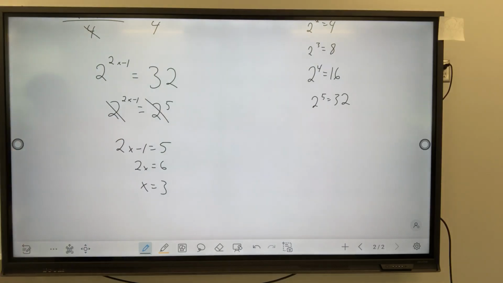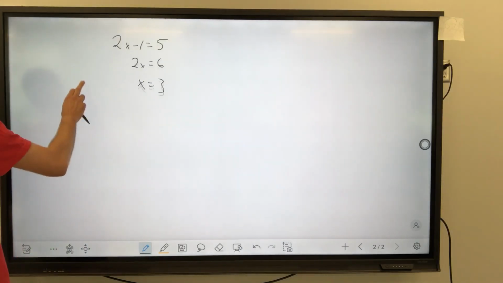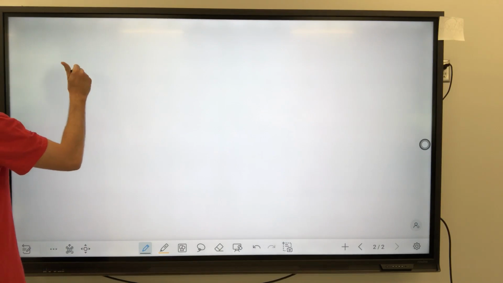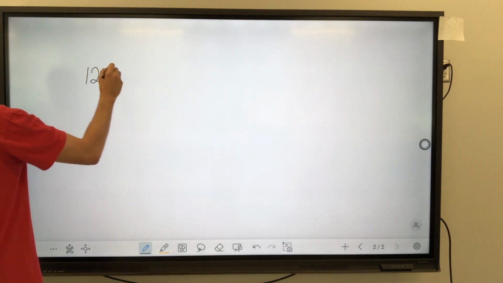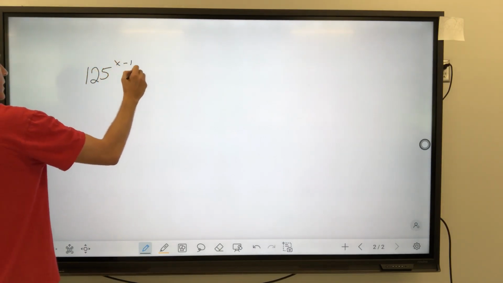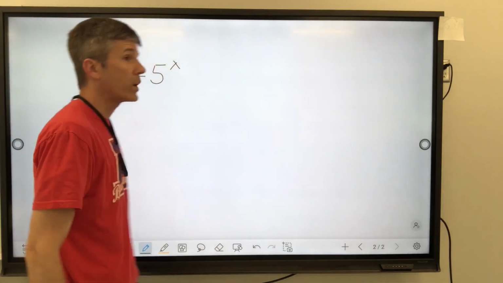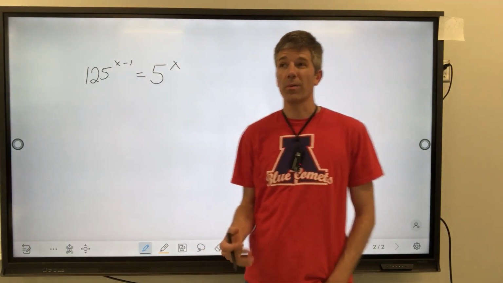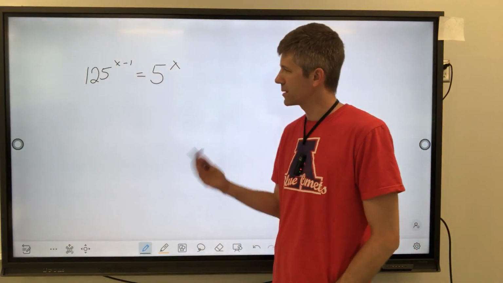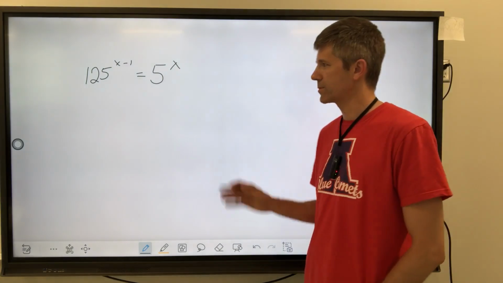So let's do one more in this video. And it's going to be a little bit trickier. It is 125 to the x minus 1. And that is equal to 5 to the x. Now, we can't use logarithmic form on this in the way we've been doing it. We could finagle our way around it, but we're not going to.